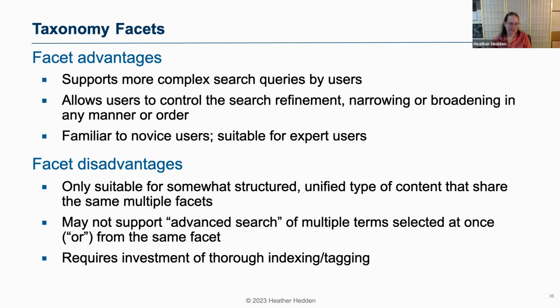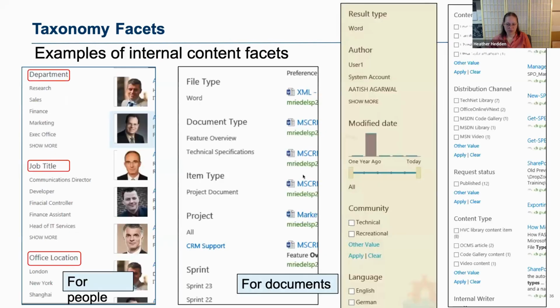And again, maybe you can have multiple from the same facet? Maybe, maybe not. But it does require thorough indexing or tagging. You can't just forget, you have to tag terms from every facet if it's possible to do so. Otherwise, users might not find something. Oops. So here's some more examples.